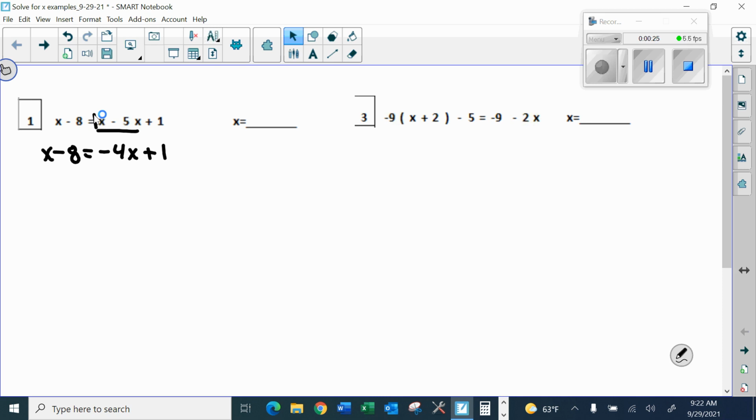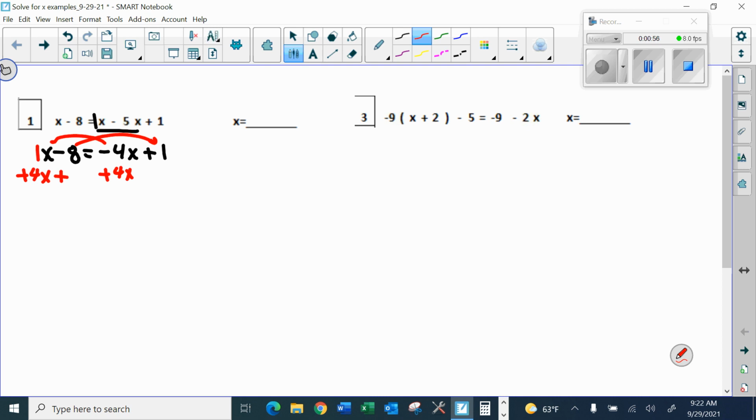Now I must decide which side to bring the x's to. There's a smarter way and a less smarter way. The smarter way is take the smaller number coefficient and bring it to the larger side so that you always end up with a positive. So I'm going to move it to the left in this case because negative 4 is less than positive 1. So I add 4x. Remember, whenever I move a term across the equal sign, I must do the opposite operation. So since I'm moving the x's to the left and the constants are going to the right, the opposite of negative 8 is plus 8.